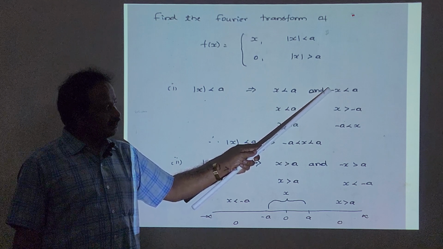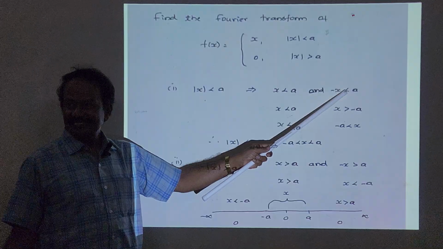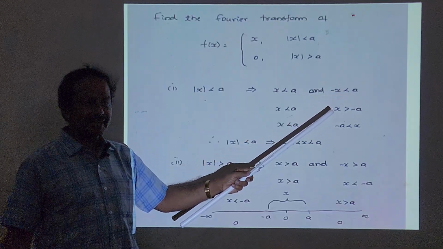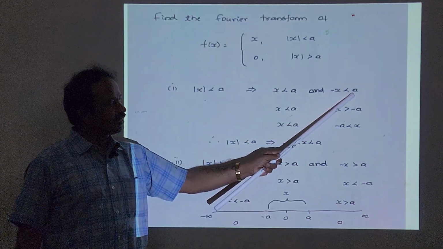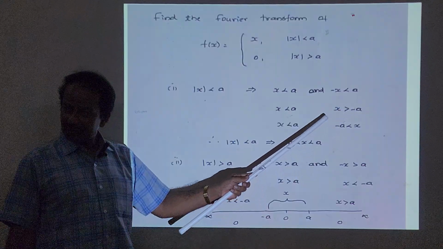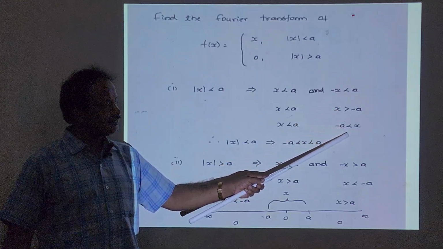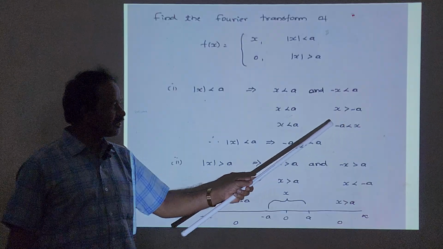Now I can bring this minus term to this side, changing the greater than sign. Less than sign, I have to go with the greater than sign. So I have brought this sign here and I can write this as x is greater than minus a. Is it okay, everyone? Now I can write the same thing as minus a is less than x, correct? Now I am going to combine these two.